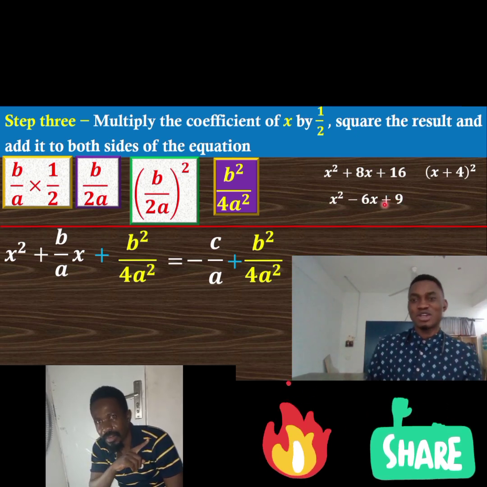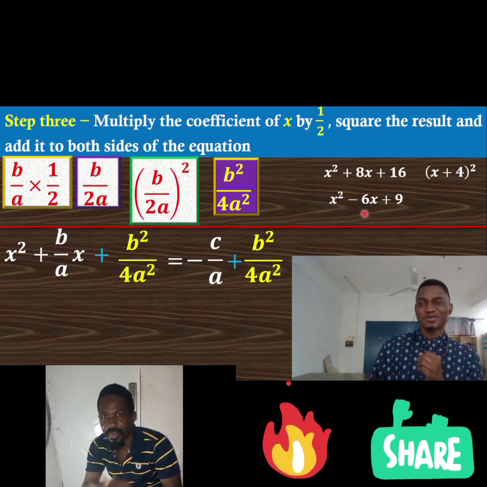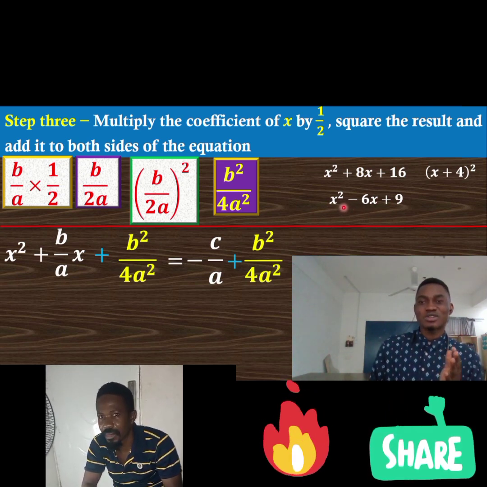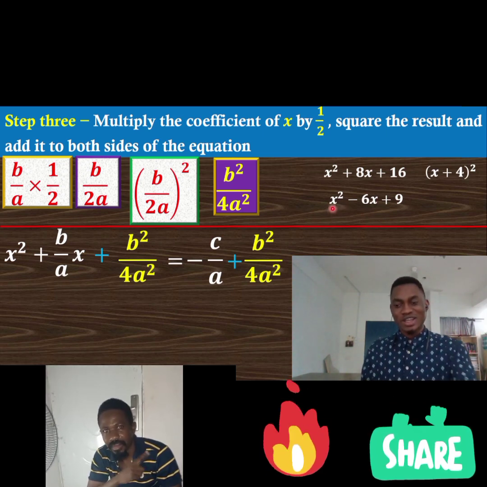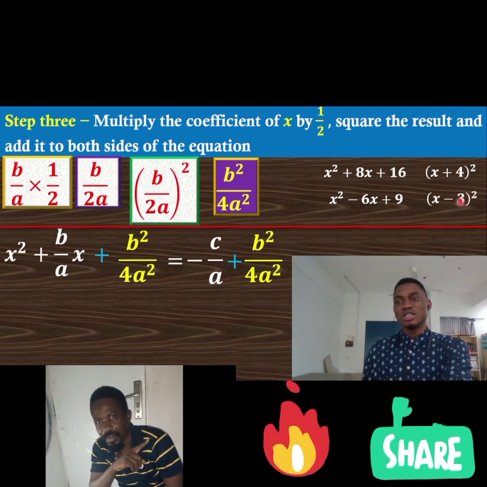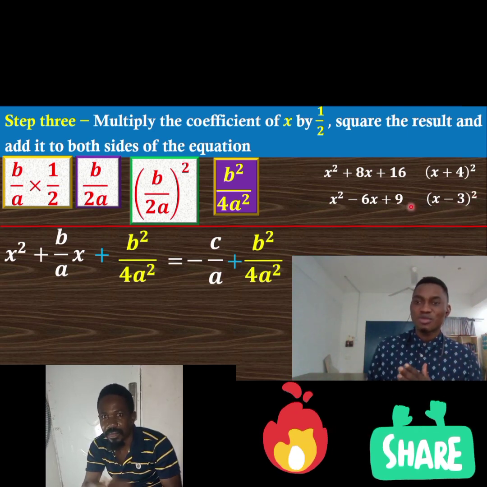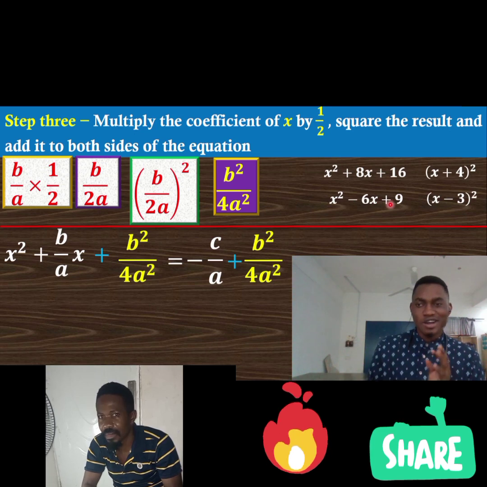Let me ask you now, how can we factorize this? We factorize this by writing x minus 3 all squared. I hope that is clear. So x minus 3 all squared is a factorized form of this perfect square trinomial.